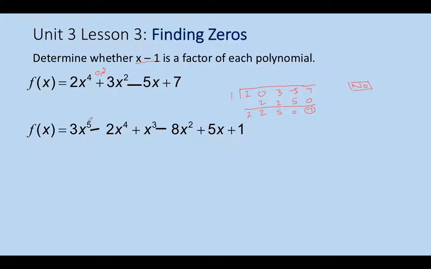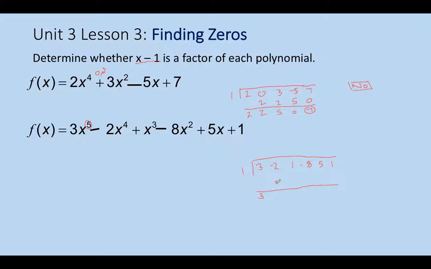Things that we already know, at most, this can have 5 solutions. So it's a connection to keep in mind. We've got the 1 right here, and then we've got 3, negative 2, 1, negative 8, 5, and then 1. Okay, well, here goes. We bring down the 3.